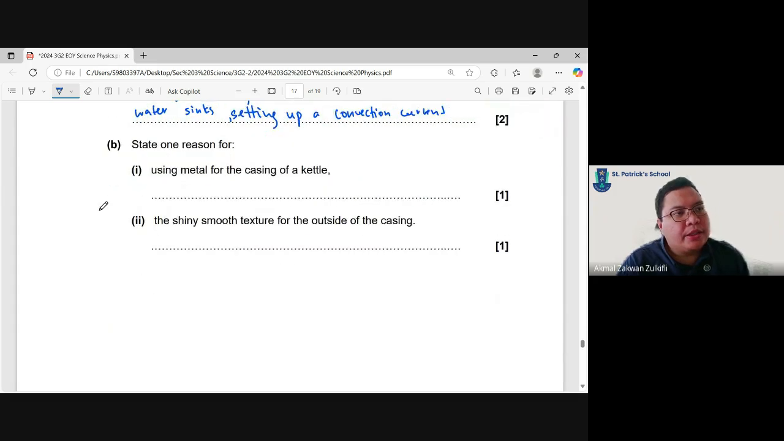State one reason for using a metal casing for a kettle. Why do we want to use a metal casing for a kettle? It is a good thermal conductor. Because if you touch it, what happens? In this case, it is more because of the benefit of a metal having a high melting point.